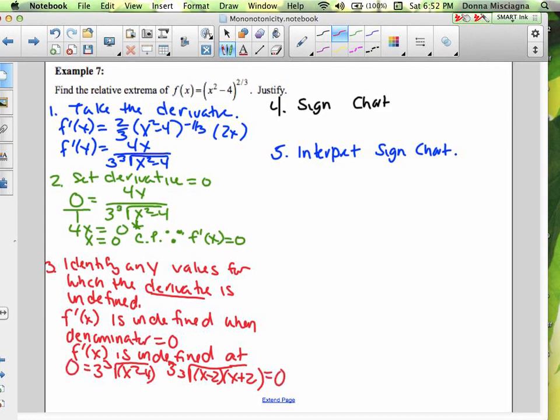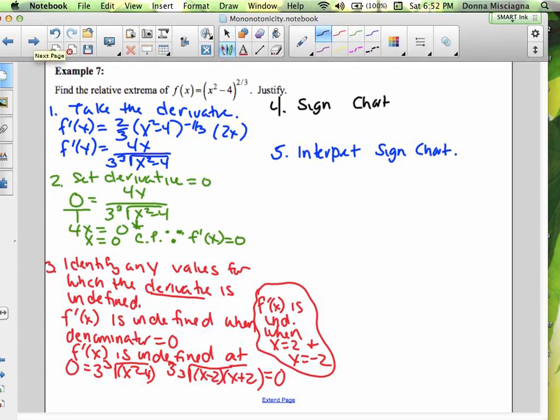Let's put it over here. All right, so we're going to be 0 when x equals 2. So f prime of x is undefined when x equals 2 and x equals negative 2. All right? So these are, again, critical points. They're critical points because our derivative is undefined. All right? We need to create our sign chart. And we've got negative 2 for undefined. We have 0, and 2 undefined.